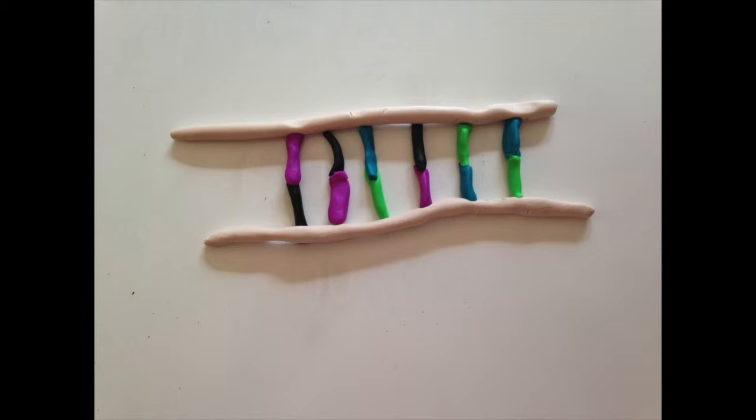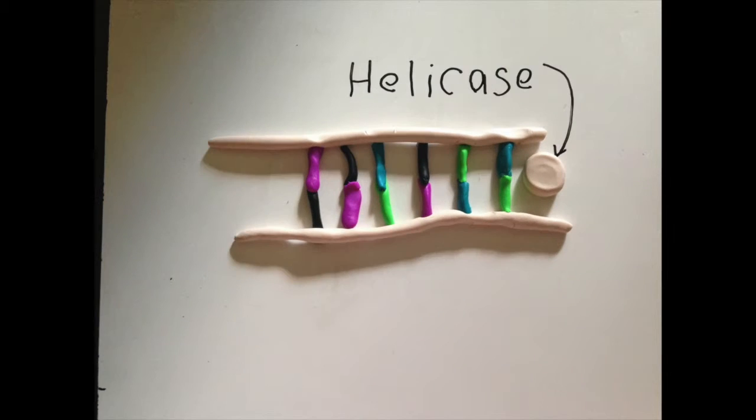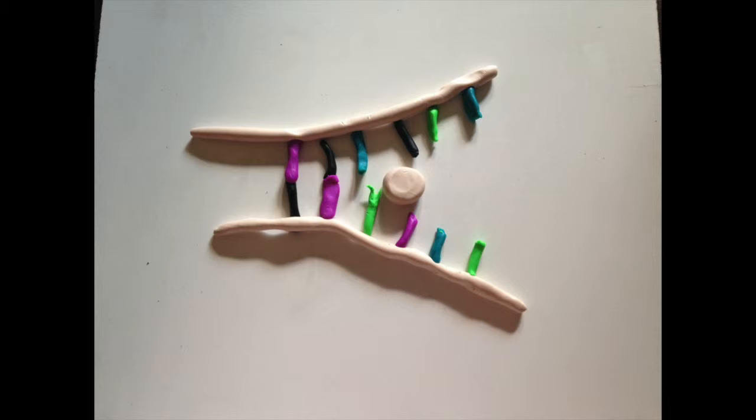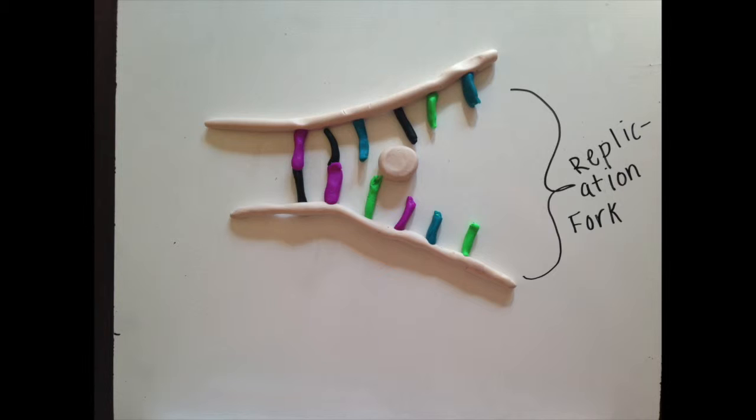In order to create new copies of itself, DNA must first be unwound and unzipped. This is done by an enzyme called helicase, which unwinds the DNA and unzips it by breaking the hydrogen bonds between its nucleotides. This creates a replication fork where DNA replication takes place.